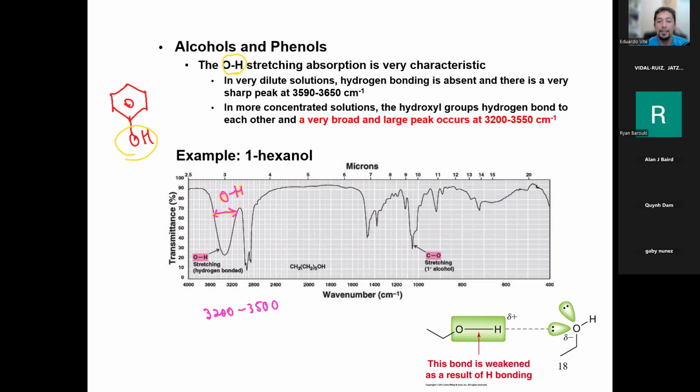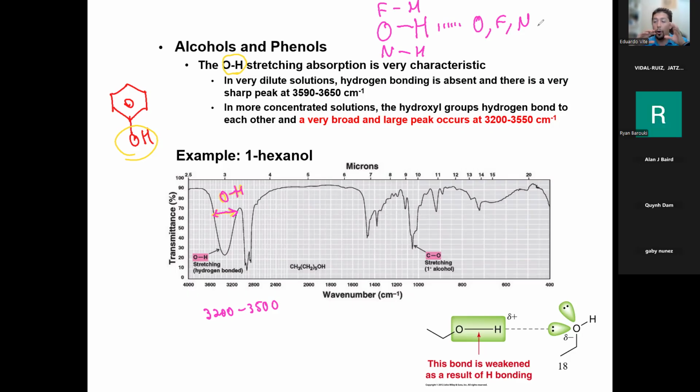Why is it broad? Because it can hydrogen bond. Remember hydrogen bonding? You have a sort of electric bond that gets formed between an H and an oxygen. The H has to be bonded to a nitrogen, an oxygen, or a fluorine, and it can make a hydrogen bond with those exact elements. Hydrogen bonding is making the spring stiffer. So you need more energy, so you're going to have a higher wave number. Make sense?